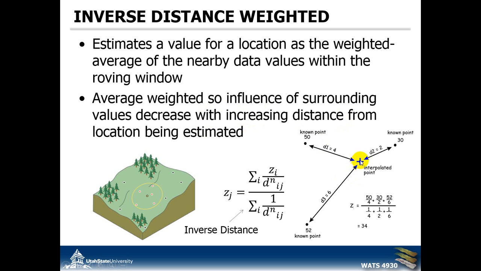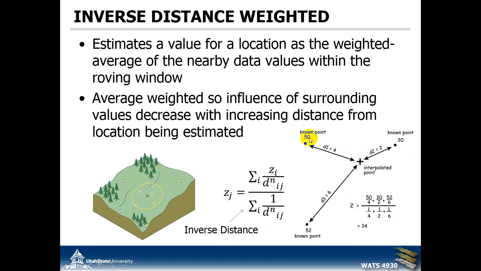So if I have this example here, this is actually out of your book, this is the point that I want to interpolate at. Say that's the center of a grid cell. What I would do is, in this example, let's say that these all fall within some distance, some radius, some window around me. And so in this case, I'm going to take these distances. That's 4 away. This is 2 units away. This is 6 units away.